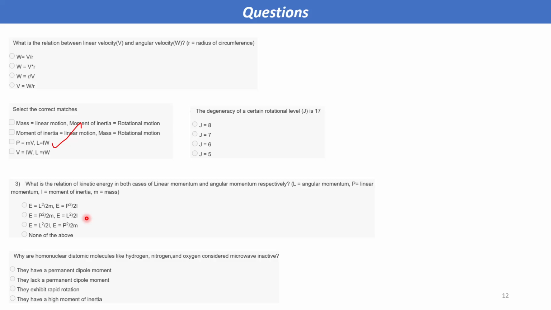I already taught you what it was. Yes, it will be p square by 2m, and for the angular, it will be L square by 2I. Correct. Now we have to calculate the degeneracy of a rotation level whose j is 17.